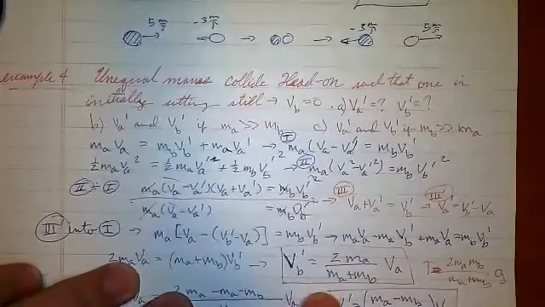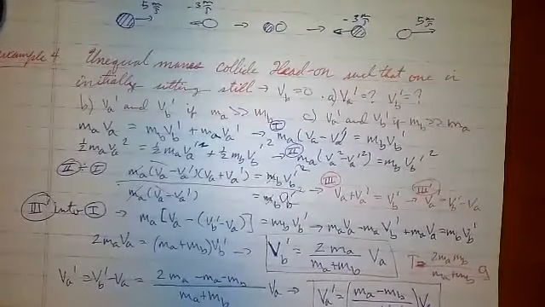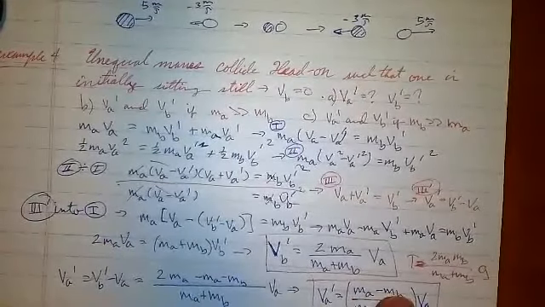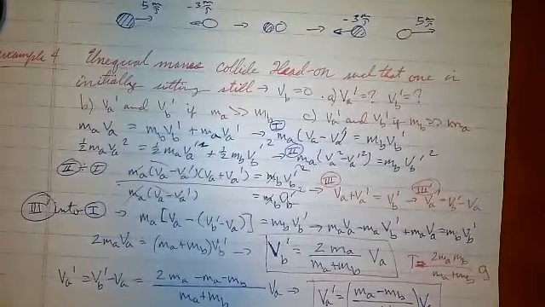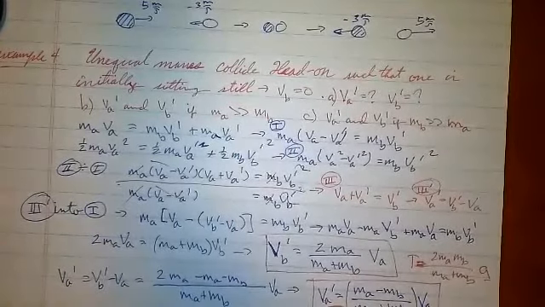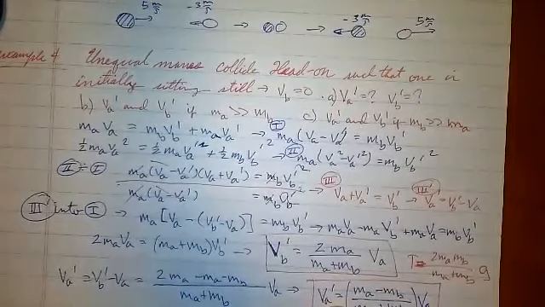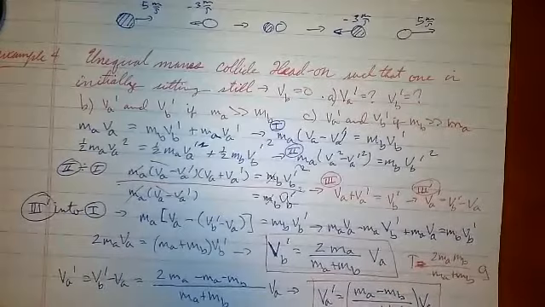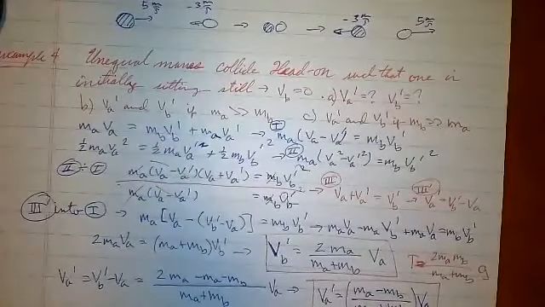And then what about VA prime? Well, if these were equal, then MA minus MB would be 0, right? And we'd get VA prime would just come to a stop. MA minus MB, yeah, that makes sense.